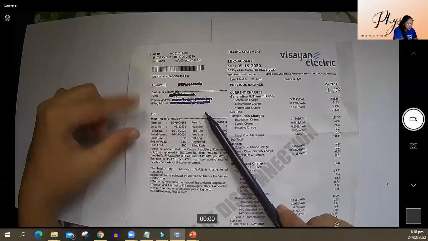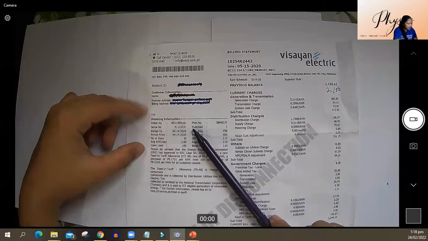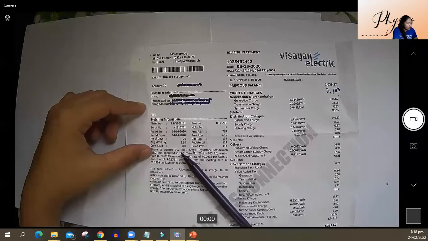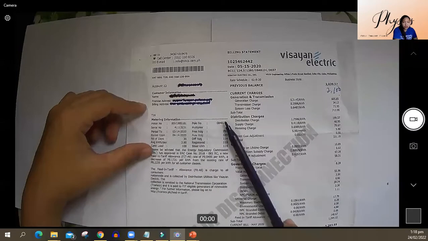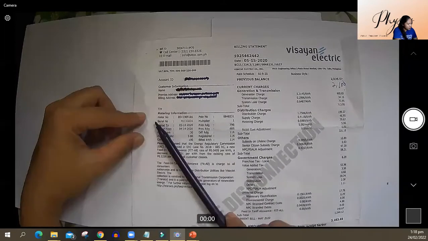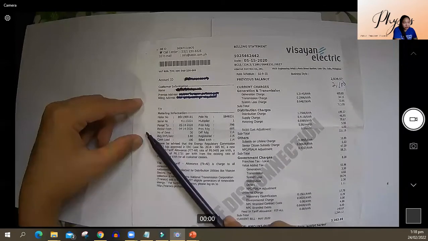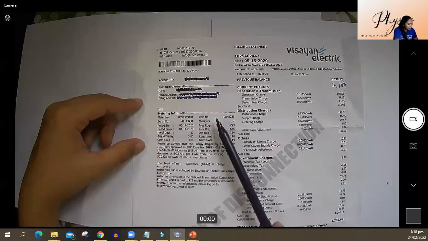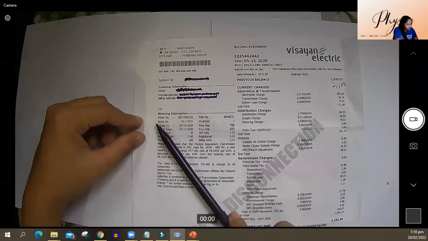Next is the metering information. This is where you will check how much your consumption was for the whole month. As you see here, there are actually three major pieces of important information that we can get from this. We have here the service meter.